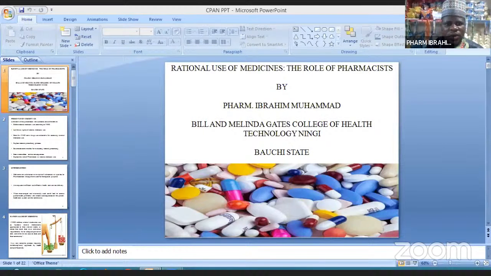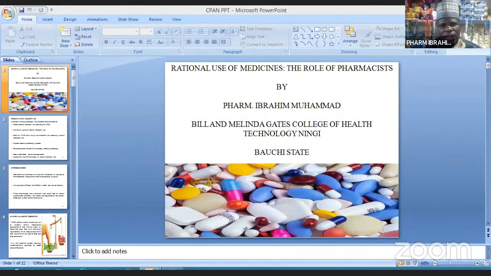in doses that meet their own individual requirement for an adequate period of time and at lowest cost to them and to their community. When we talk of rational medicine use, it's a very complex process requiring multidisciplinary approach by healthcare professionals. So ensuring rational medicine use is not only the responsibility of pharmacists alone, but you need to ensure a collaborative approach with other healthcare professionals in order to achieve rational medicine use.